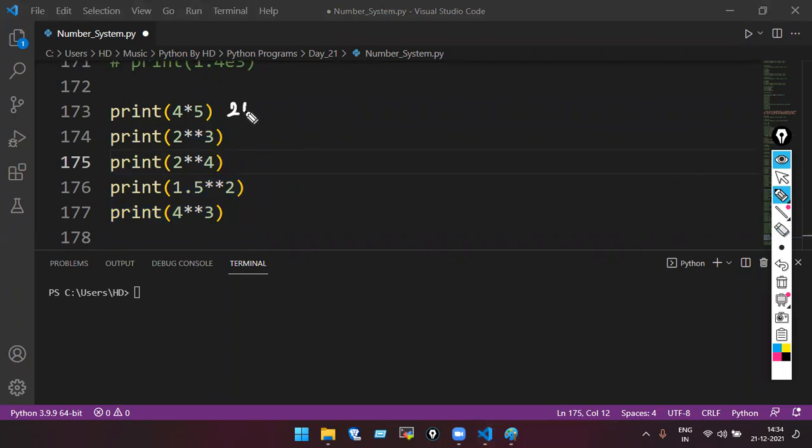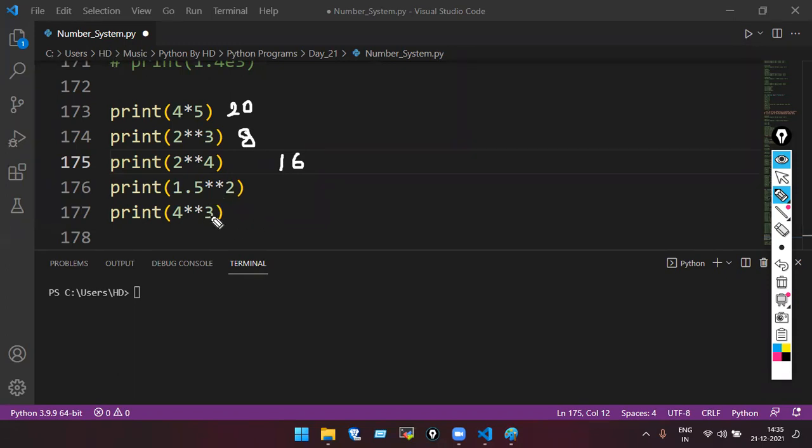20. Then what is the meaning of 2 star star 3, 2 to the power of 3? How much? 8. Then 2 to the power of 4, how much? 2 to the 4. 4 to the 8, 8 to the 16. Then this answer you have to tell.